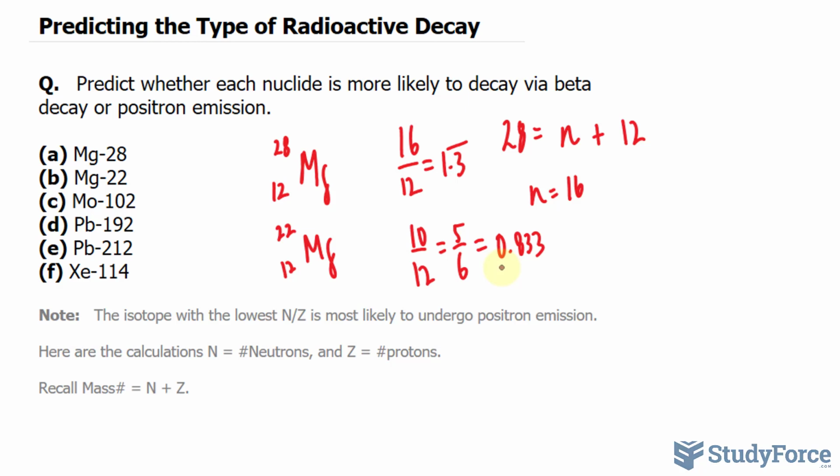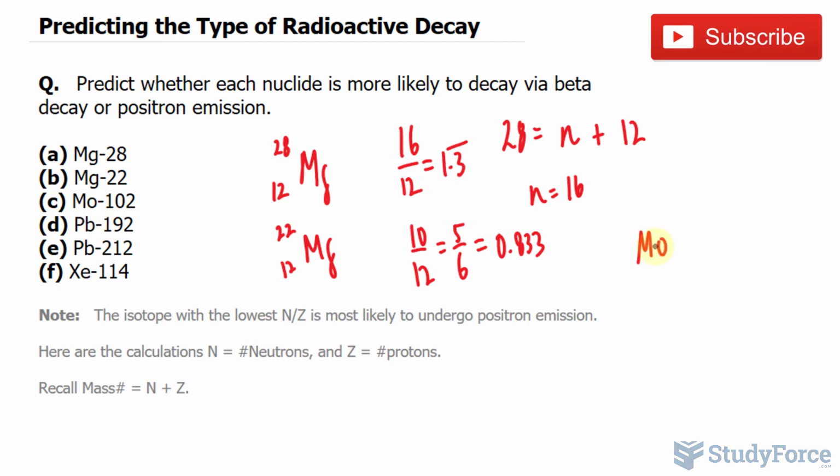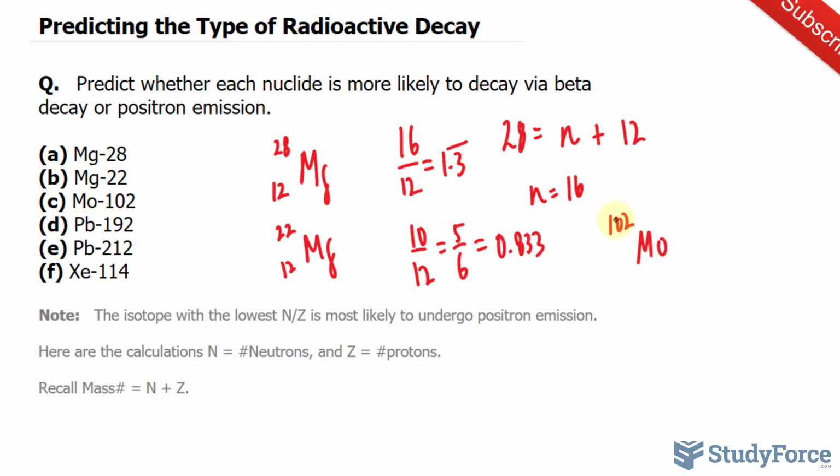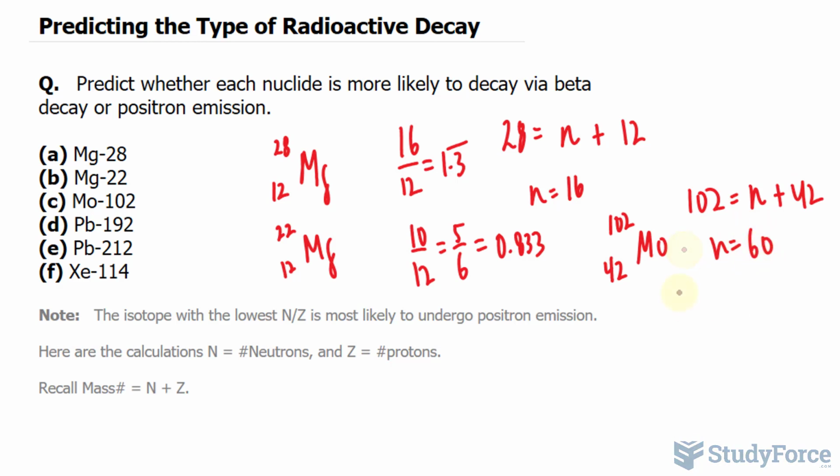So let's move on to C. This time we have molybdenum, and it has an atomic mass of 102. So molybdenum 102. Molybdenum is the 42nd element on the periodic table. So if we do the math where we get 102 is equal to N, the number of neutrons, plus 42, N should equal 60. Using the same formula as before, 60 divided by 42.